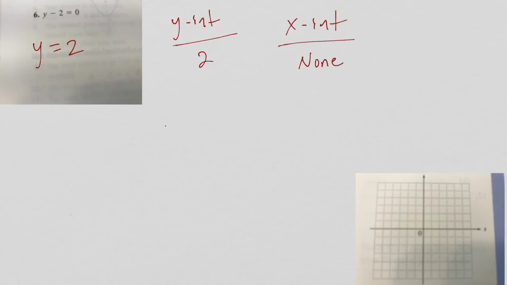Okay, in this problem, if we solved, we would get y is equal to 2. So that's obviously our y-intercept. And this is going to be a horizontal line, so the x-intercept, there is none. And it's going to be a horizontal line going like this.